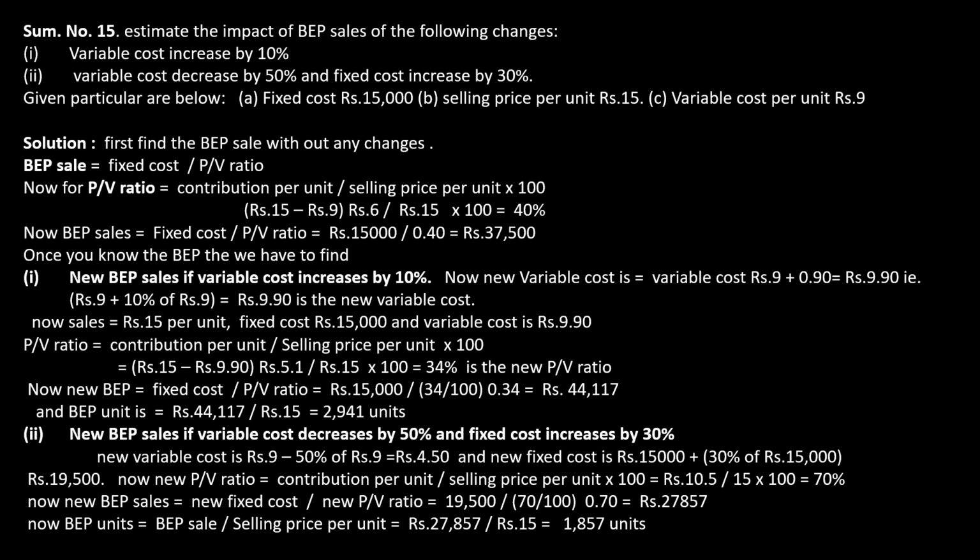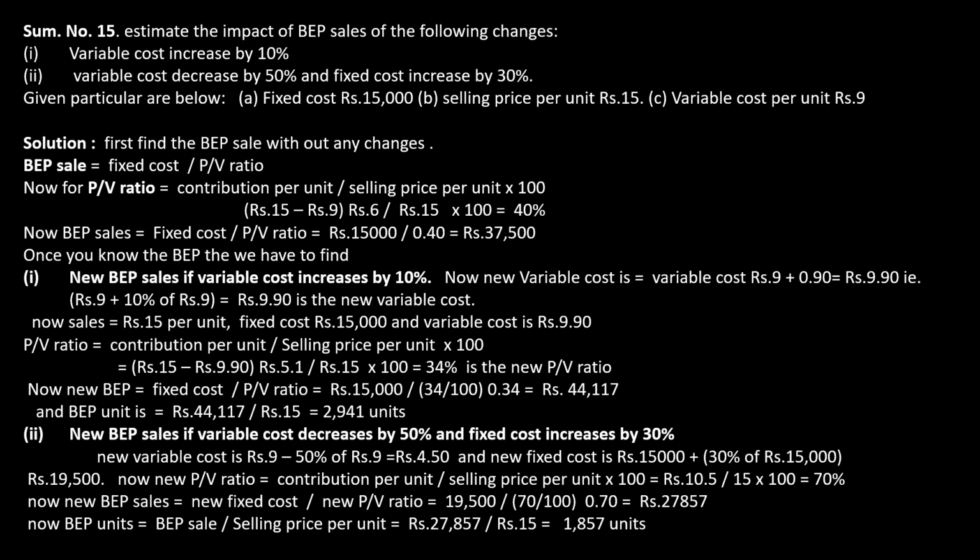The second subdivision clearly says there are 2 changes made in the sum. There is a decrease in variable cost by 50% and an increase in fixed cost by 30%. So we have to take both the changes now in the same sum. Okay, which means the selling price per unit alone is the same. The other things are changing here. Now variable cost, earlier it was 9 rupees per unit. Now if there is going to be a 50% decrease, half of that will be 4 rupees 50 paise. So now my new variable cost will be 4 rupees 50 paise.